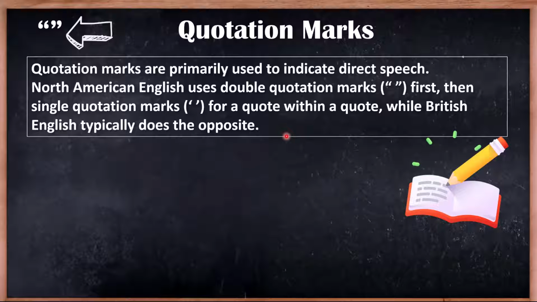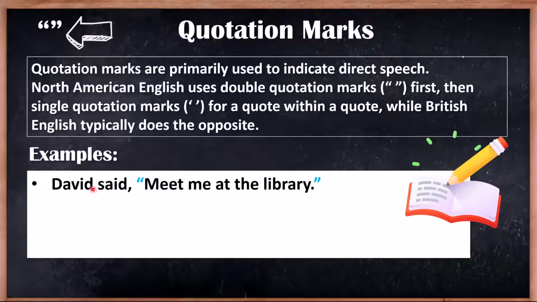Now, I am Canadian, and Canadians use a mixture of British English and American English, so I use double quotation marks. For example, David said, "Meet me at the library." So we have to have the quotation mark on either side of the direct speech. This is what David said, word for word. So this would be typical in North American English, and in British English, they would have just a single quotation mark on either side. Make sure to be consistent with whatever you are using and make sure to follow the style guide of the country that you are in.